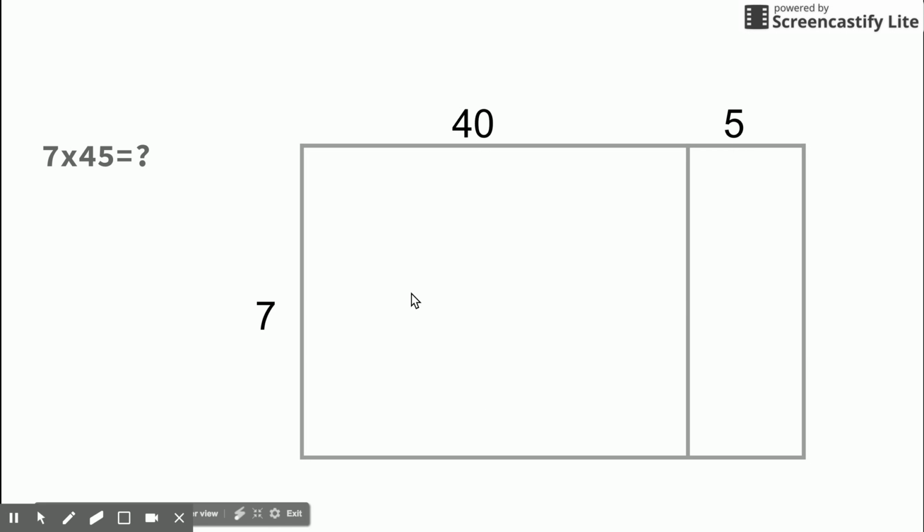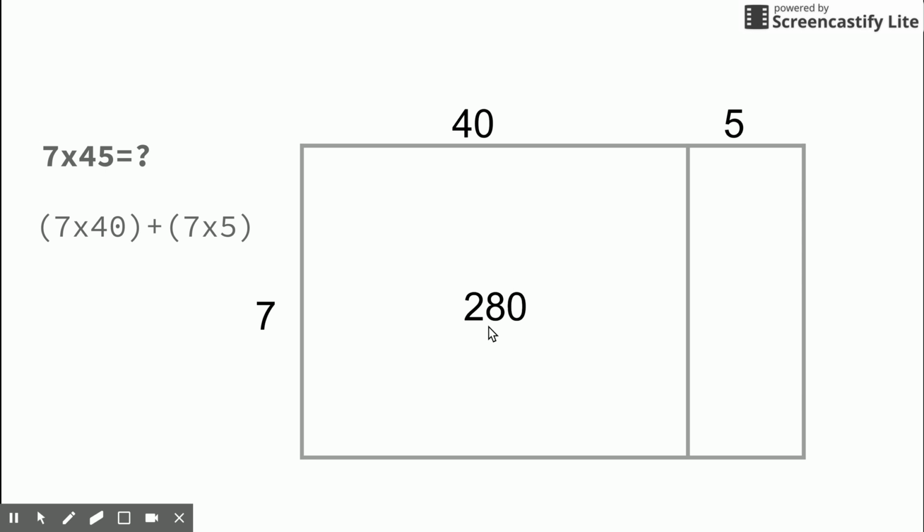Then I'm going to find the area of 7 times 40, this rectangle over here, and the area of 7 times 5. If I add them together, that'll give me my product for 7 times 45. So 7 times 40 is 280. Thinking back to part 1 of this series, we could think about 7 times 4 is 28, and then just dropping in that 0 there and making it 280. That's a nice trick that's going to help us with multiplying these multiples of 10.